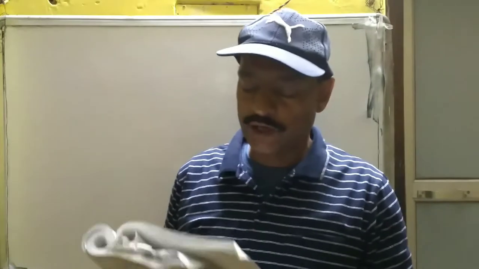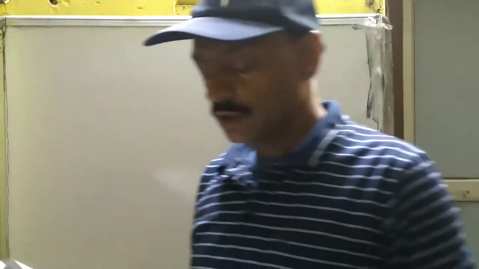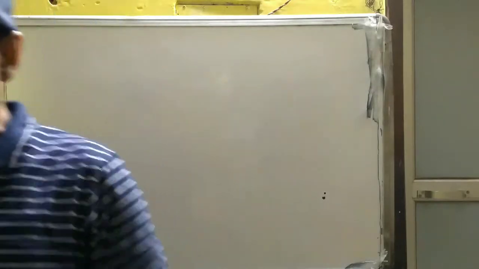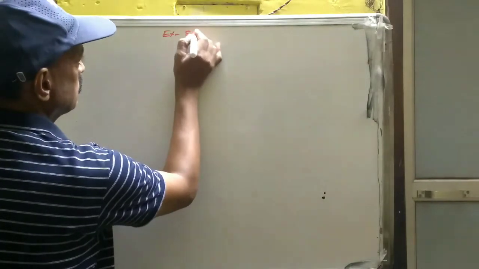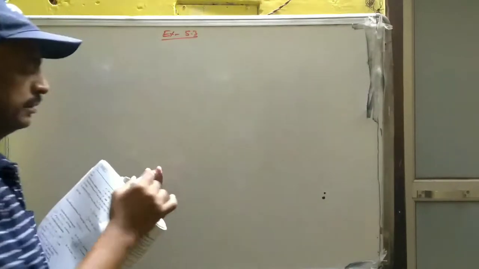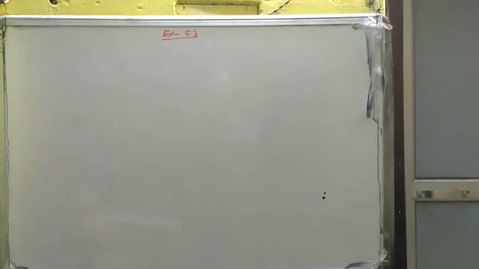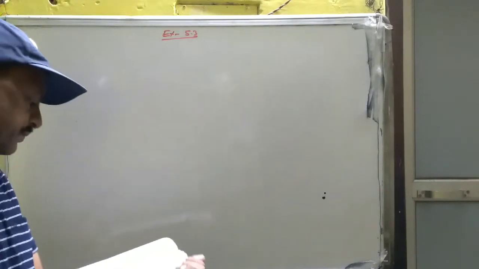This is 5.3 arithmetic progression. We have done the questions of exercise 5.2. Today we are going to solve the questions of exercise 5.3. So let us start the questions of exercise 5.3. Okay, so let us take the question number first.